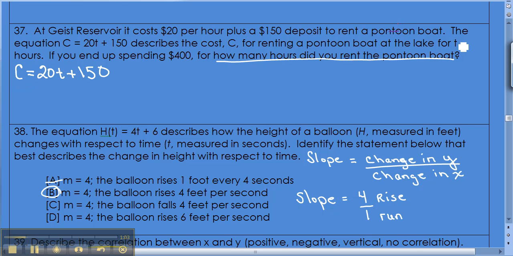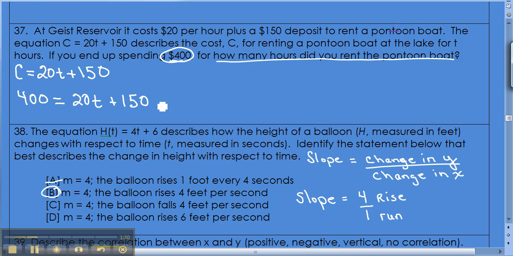So that tells us we're going to be solving for T, so we must know what C is somewhere in the problem. If you end up spending $400, well, that's your cost. So I'm going to put that in for C. So we get 400 equals 20T plus 150. And then we're going to solve this for T.